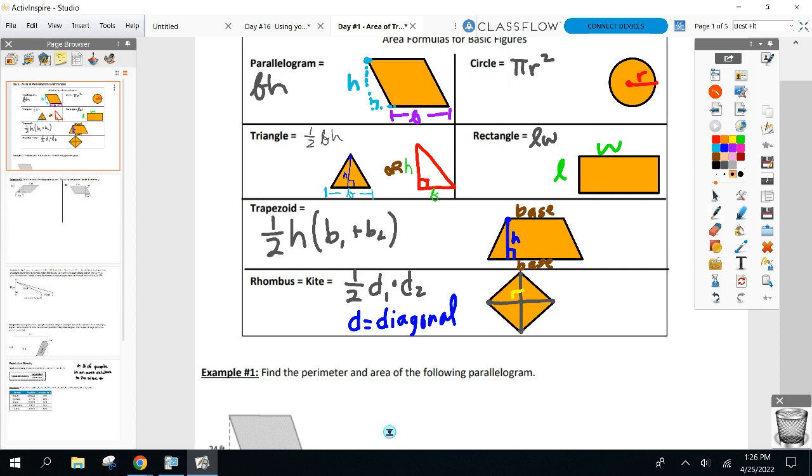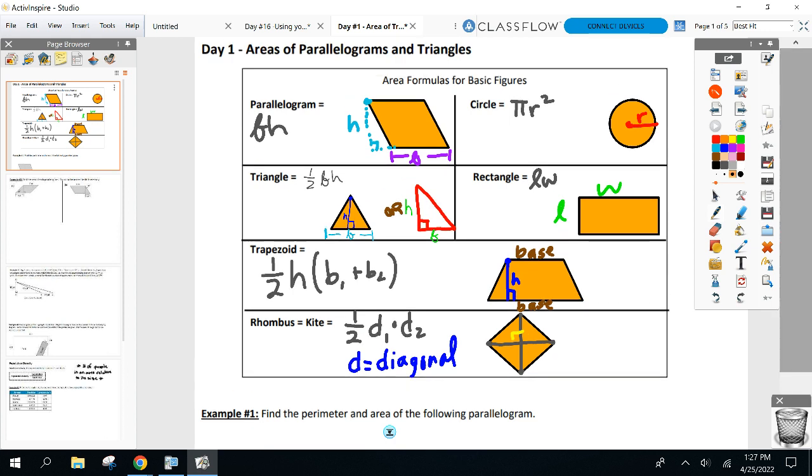So those are the ones we're going to be going over the next 2 days. Today, our focus is on parallelogram and a triangle. And you're probably like, wow, this is going to be an easy day because it's BH, 1/2 BH. I wish it was going to be that easy.